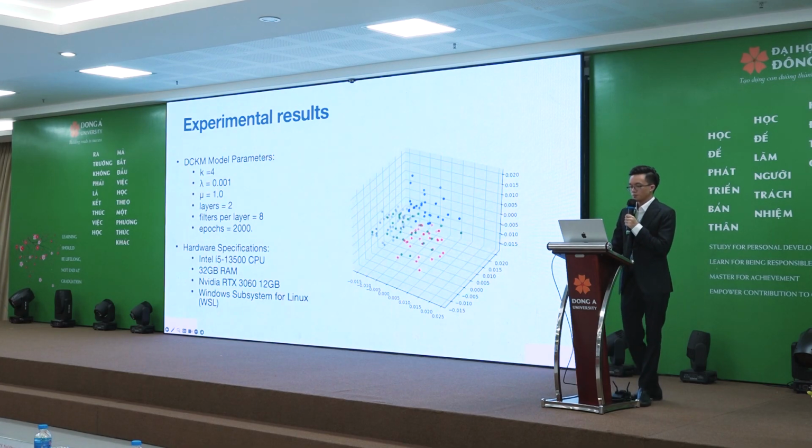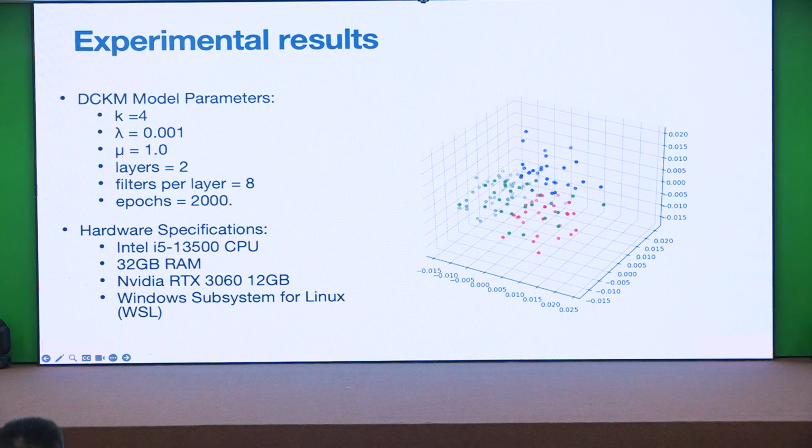In our experiments, we configure the DCTM with several parameters. We set the number of clusters for the regression parameter. We set lambda at 0.001 and mu set to 1. And the model consists of 2 layers and 8 filters per layer, trained for 2,000 epochs to ensure optimal learning.